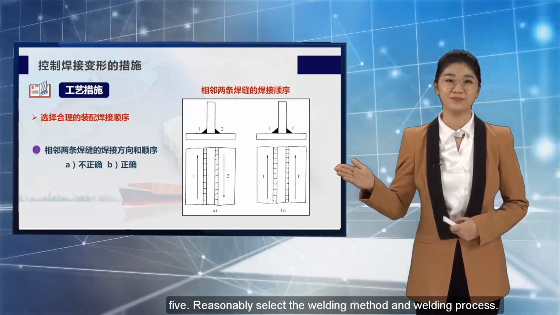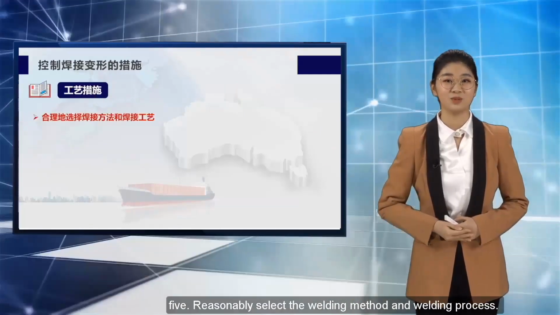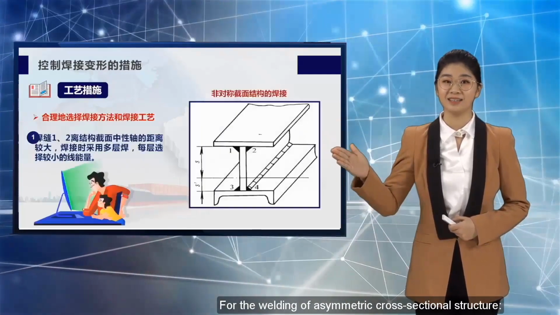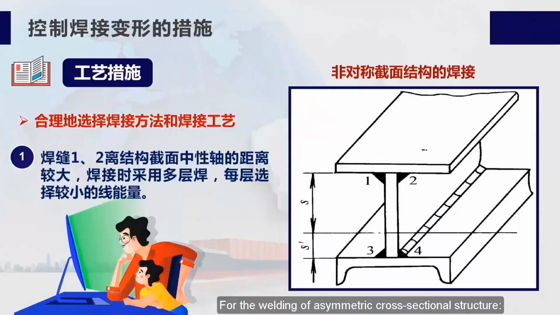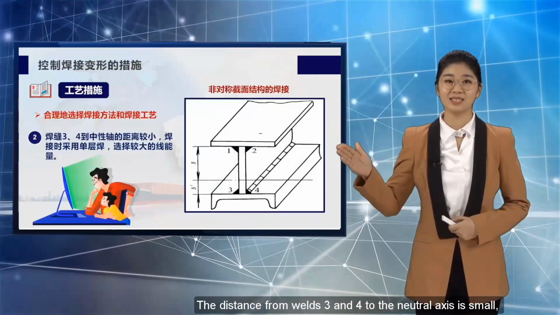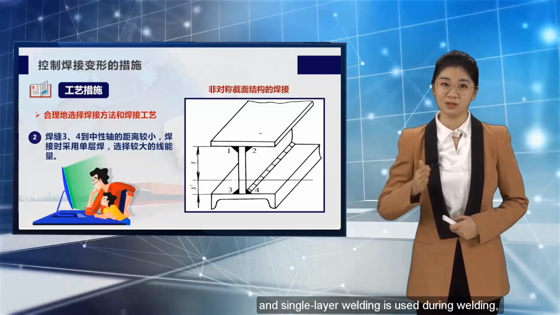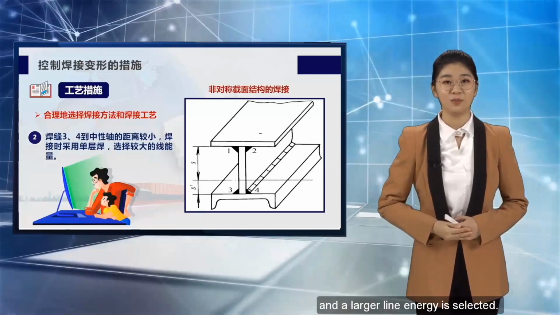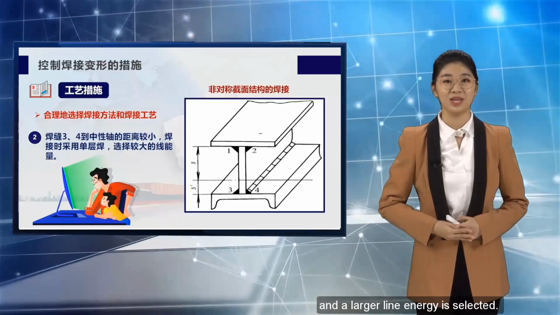5. Reasonably select the welding method and welding process. For the welding of asymmetric cross-sectional structure, the distance between the welds 1 and 2 from the neutral axis of the structural section is large, and multi-layer welding is used, and a smaller line energy is selected for each layer. The distance from welds 3 and 4 to the neutral axis is small, and single-layer welding is used during welding, and a larger line energy is selected.